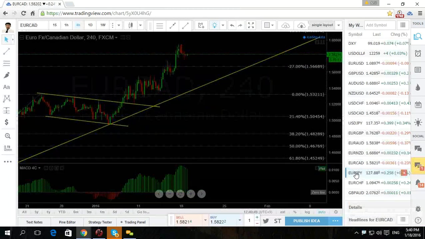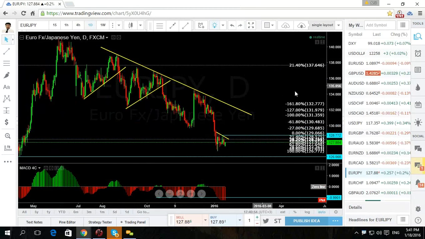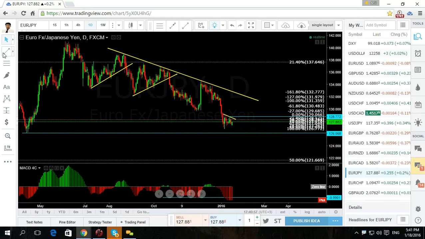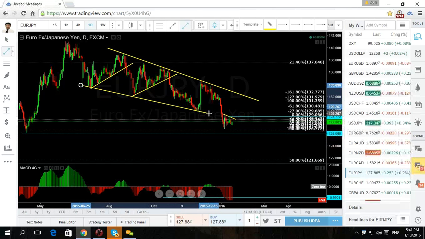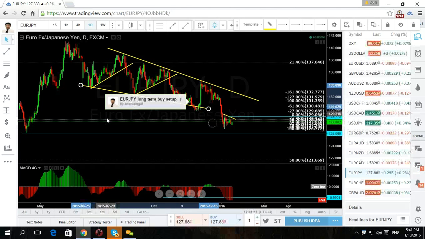Euro yen. Euro yen has been amazing. It kept coming down, although the structure hasn't changed very much. And we were looking for them to go up from here, actually a little earlier from this point here. See, I have it posted here, this chart. We're looking for a buy setup, which never actually triggered also. Let me just show you the setup.